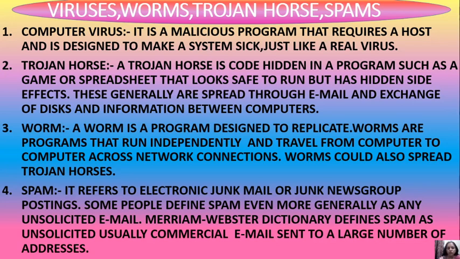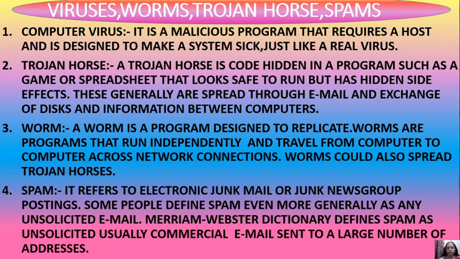Now second point is Trojan horse. A Trojan horse is a code hidden in a program, such as a game or a spreadsheet, that looks safe to run but has hidden side effects. So we can say it's hidden in a program. This Trojan horse is also a code hidden in a program, and it looks safe to run, but it has hidden side effects. These generally are spread through email and exchange of disks and information between computers.